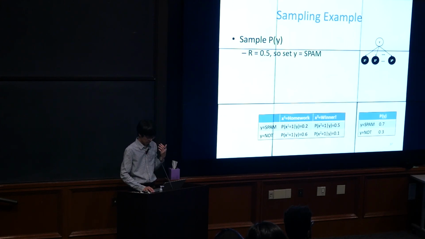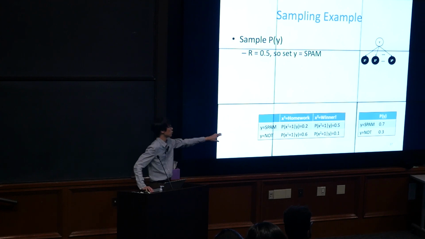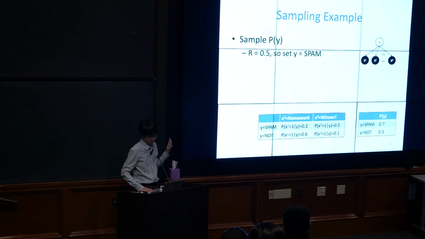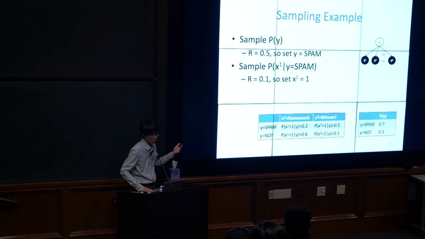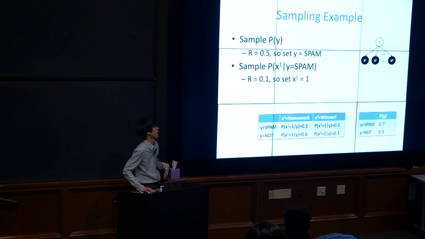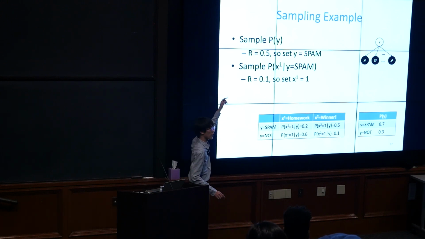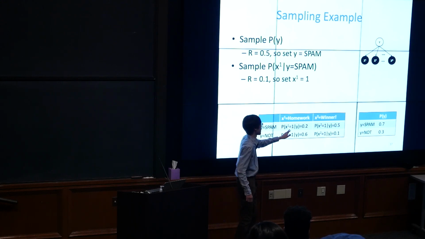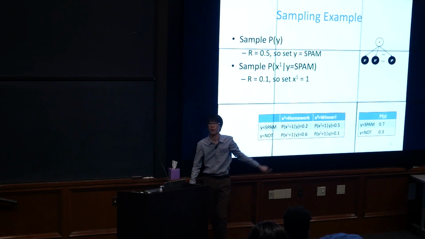So if we want to sample new data from this given naive Bayes model, we sample p(y) first. So let's say we ran a random number generator between 0 and 1, we got 0.5, so we're going to set y to spam. So now that we know y equals spam, we're now going to sample x1 given y equals spam. So first sample y, that tells you which row you're in, right? And then when you want to sample x1, you sample according to that corresponding probability.